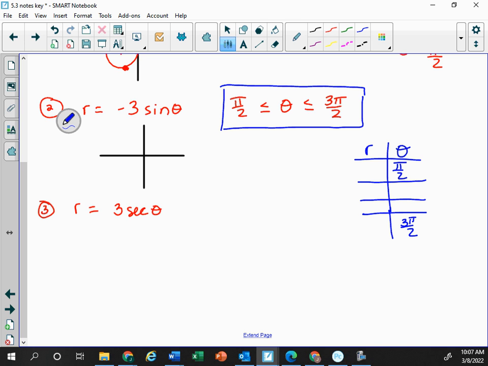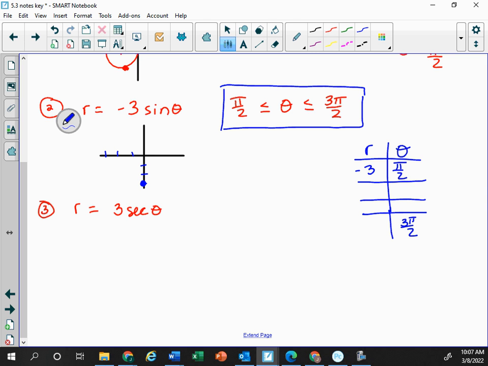So guys, what is the sine of pi over 2? 1. So what's the r value here? Okay. So -3. And then count around to pi over 2. That's where that point ends up.